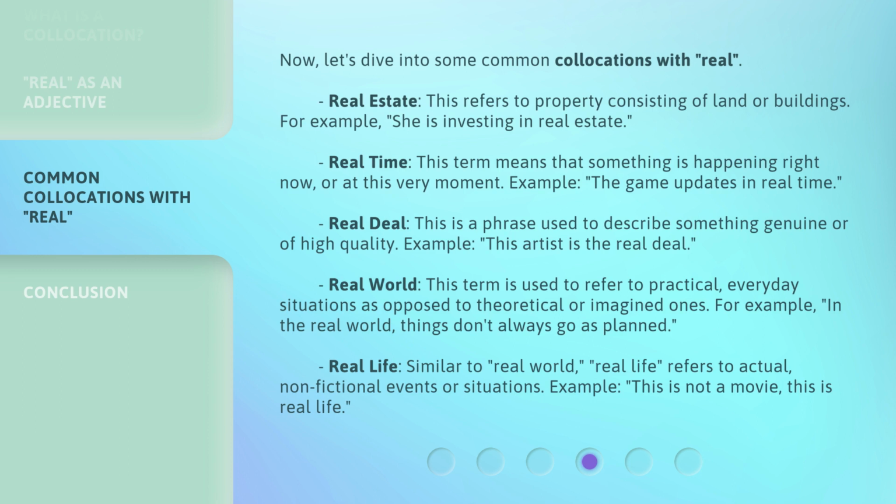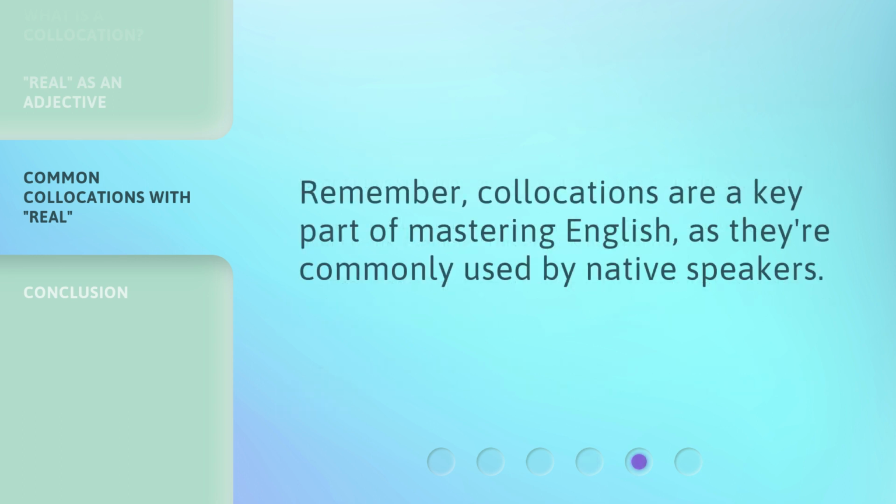Real life. Similar to real world, real life refers to actual, non-fictional events or situations. Example: this is not a movie. This is real life. Remember, collocations are a key part of mastering English, as they're commonly used by native speakers.